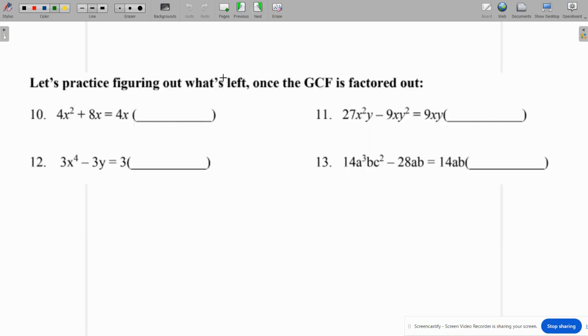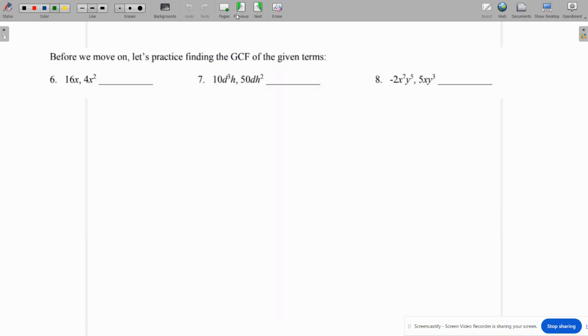So we're going to practice kind of both. I know I went a little bit out of order here. Let's just go back and practice a couple times with just finding the GCF, and then we'll practice with what to do. So I've just given you a couple of expressions, 16x and 4x squared. If we want the GCF, look at the numbers first. So 16 and 4. The GCF of 16 and 4 is 4. And then look at the variables. This has an x, this has an x squared. The smallest variable there is x to the first, so x is the only thing that they have in common.